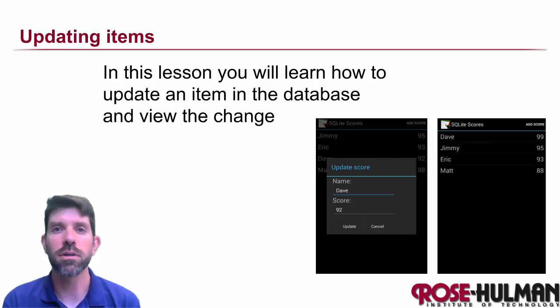This time we're going to be learning how to edit items that are already in the database, basically to perform updates and to make sure we can see what we've changed. So if we click on an item, it should bring up this little dialog that should autofill with the current values. And then once we click update, that should be propagated, right? So if we change this to 99, we should see the change here.